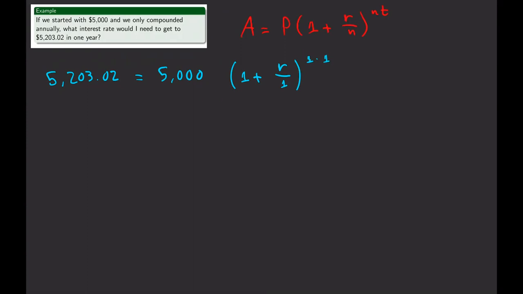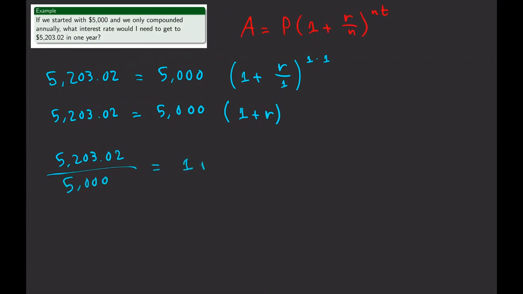And so let's go ahead and just simplify. Well, 1 plus R over 1, that's just 1 plus R. And then it's raised to the 1, so it's just 1 plus R. So now I have 5203.02. I can divide both sides by 5,000, and I just get 1 plus R over here. And when I do that division, I'm going to get 1.040604. We could keep going on with decimals, but I'm not going to bother. Equals 1 plus R. So then R is going to be equal to 0.040604, just subtracting 1 from both sides.